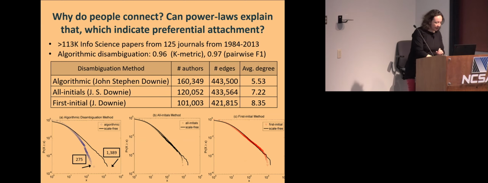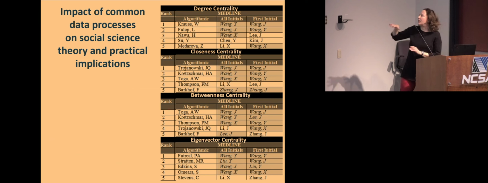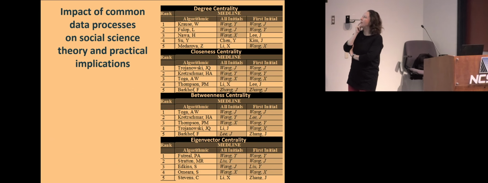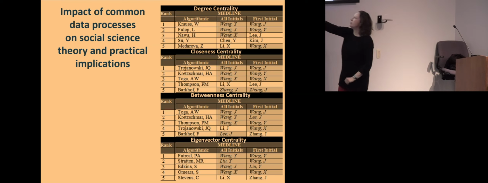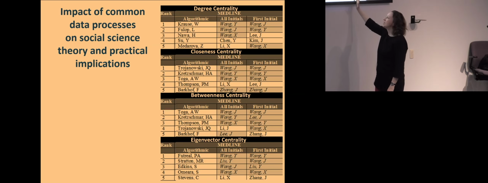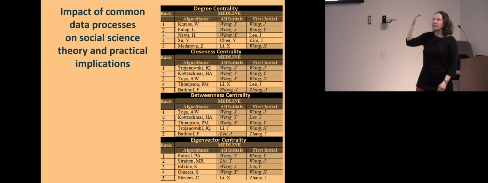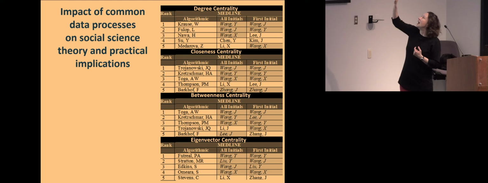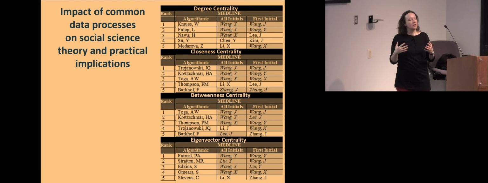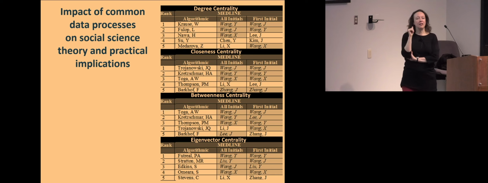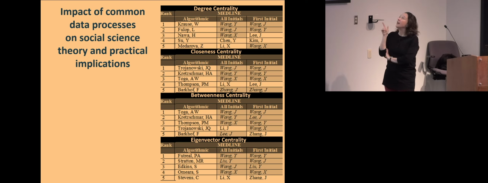Or I can also show you this on a little more qualitative level. Here we took one of these publishing data sets, and we used each of these methods, algorithmic, all initial, first initial, and we got the top 5 nodes in a graph and their names, depending on a couple of different centrality metrics. Degree centrality is the number of nodes that a node is attached to. Closeness centrality is the shortest path from a node to all other nodes in a graph. Betweenness centrality measures how often a node sits on the shortest path between any other pair of nodes, and eigenvector centrality is a recursive function of degree.